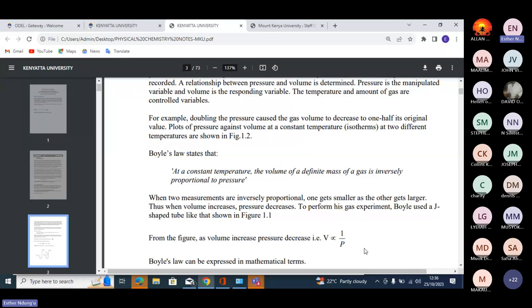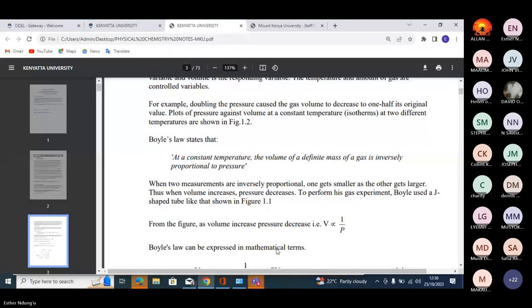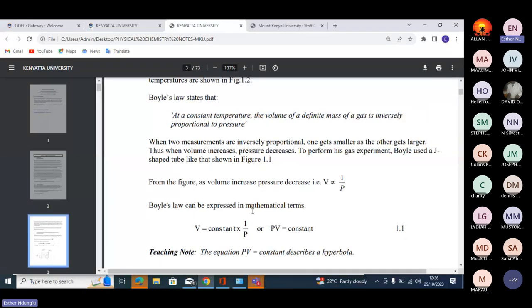So basically, I just wanted to show this expression. From the figure, as volume increases, the pressure decreases, and vice versa. Therefore, Boyle's law can be expressed in mathematical terms as V equals a constant times 1 over P. That is because when we remove the proportionality constant, we have V equals K over P. Now, P times V is equal to K, which is a constant. That's why we say PV equals a constant.